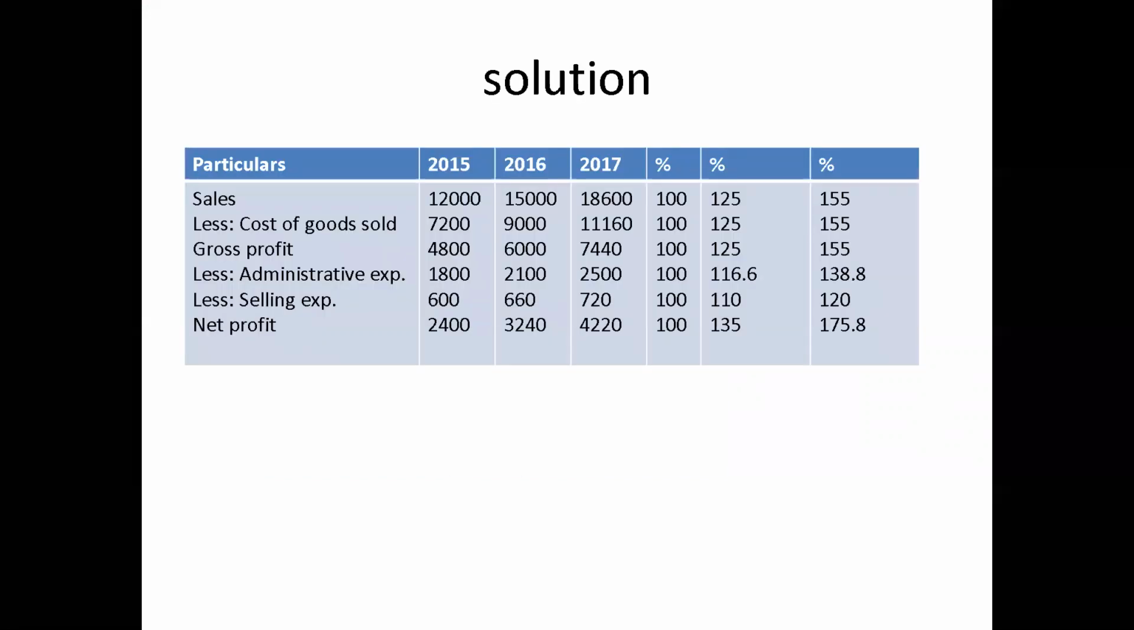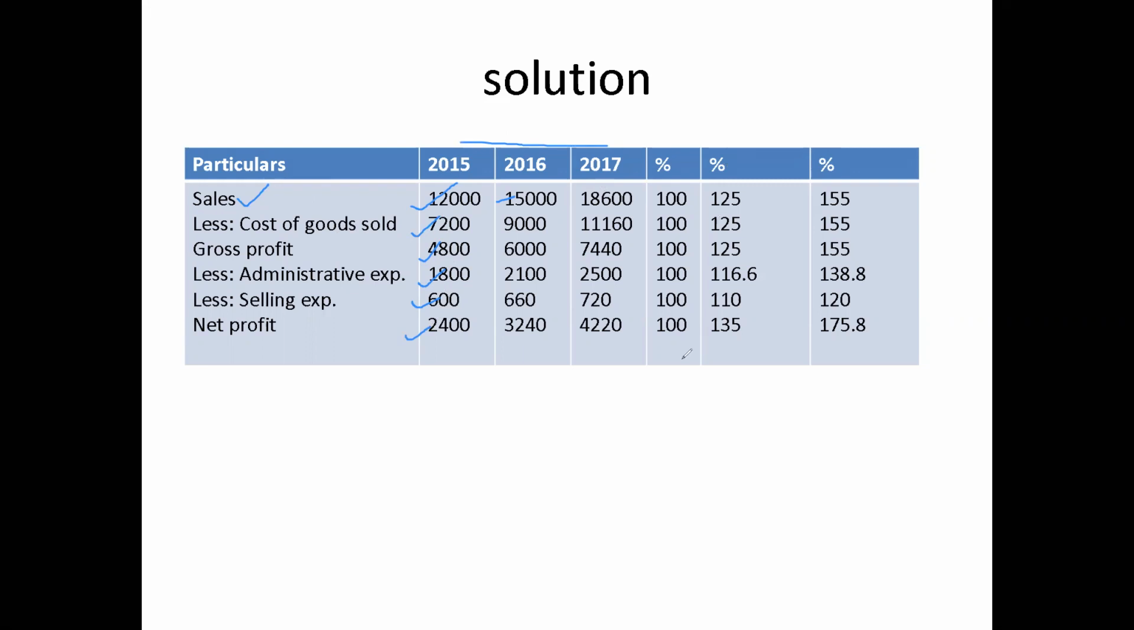So now under particulars, you will write sales, which is given in the question. All the values of sales of 15, 16, 17 would be recorded. Then cost of goods sold is given. So we'll record all the values. Then deducting cost of goods sold from sales, we'll get the gross profit. Then we'll deduct administrative expenses and selling expenses to get the net profit. Now all these figures are given in the question.